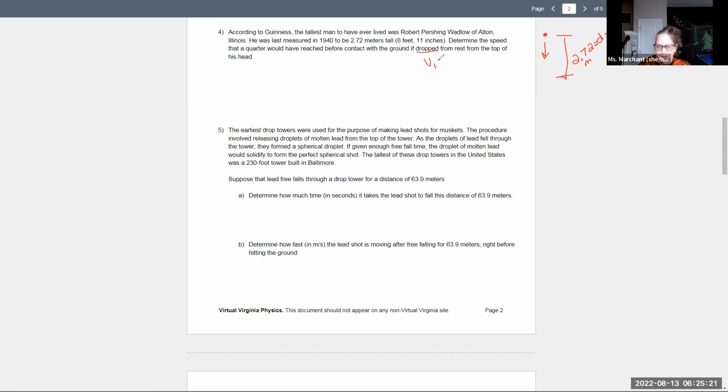So what do we know? Velocity initial equals 0. What's the acceleration going to be due to? Due to gravity. Gravity is what's pulling the quarter down. And what do we want to find? Determine the speed. So we want to have V final, and obviously it's going to be right before that impact.